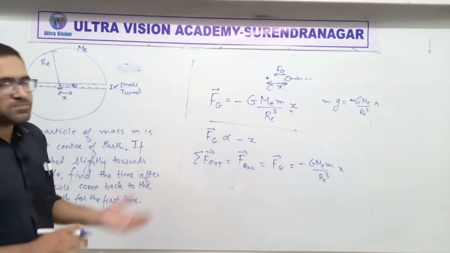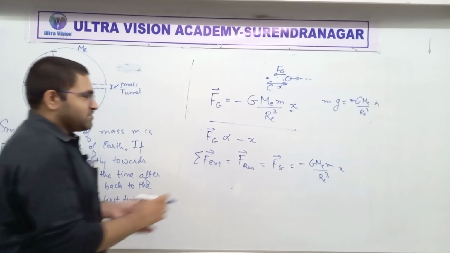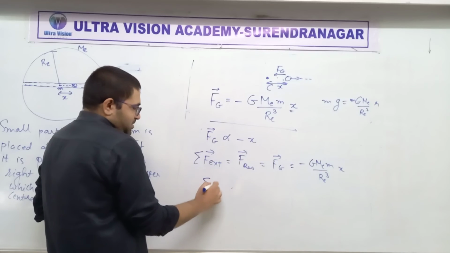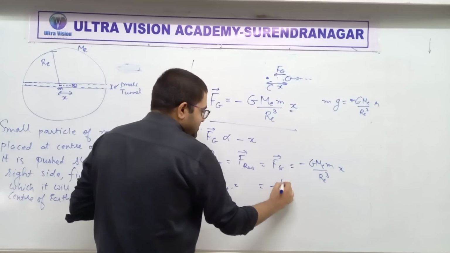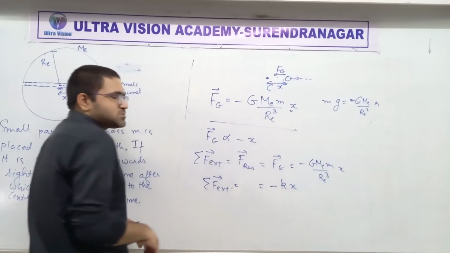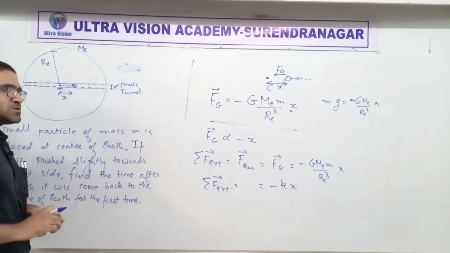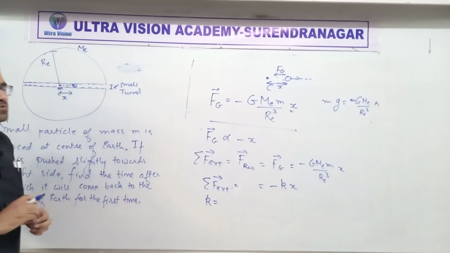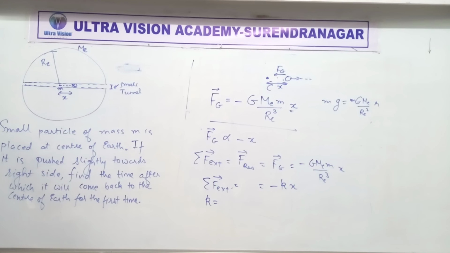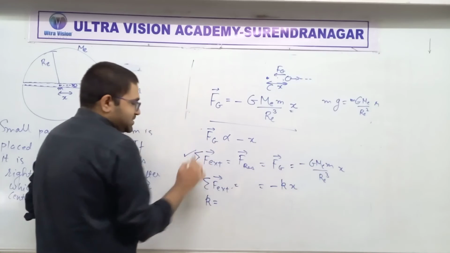So let's compare based on what we have learned. We will compare this with the equation of SHM. What's that? Sigma F external, which is equal to F restoring, should be equal to minus Kx, where K is the force constant. So what is the force constant K? We will use that later, but here based on this relation, what is K?